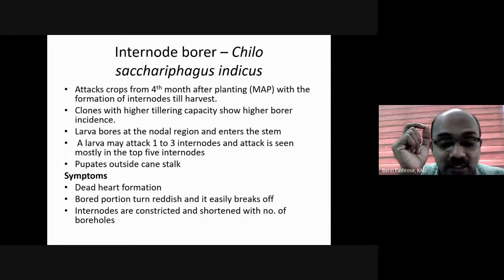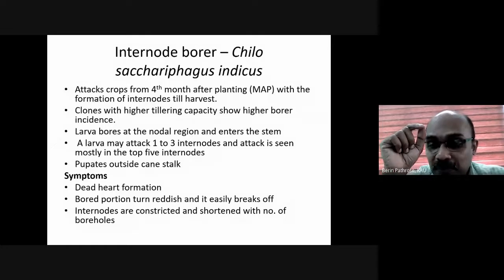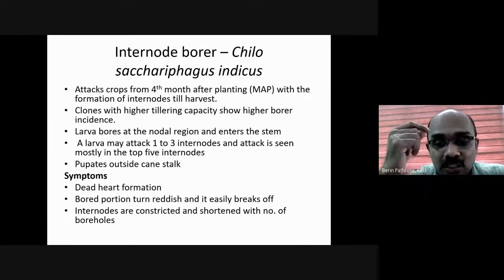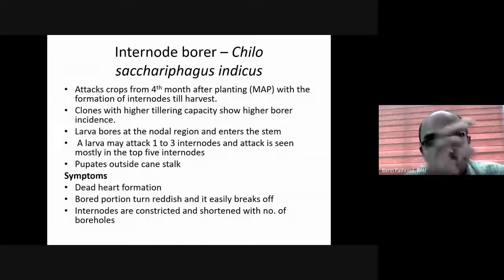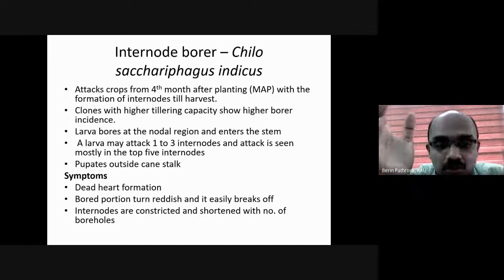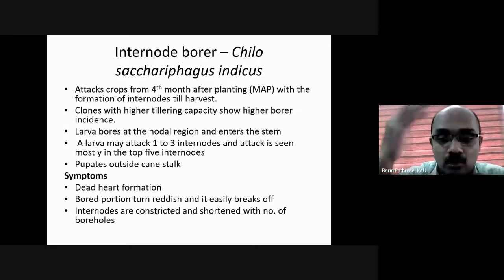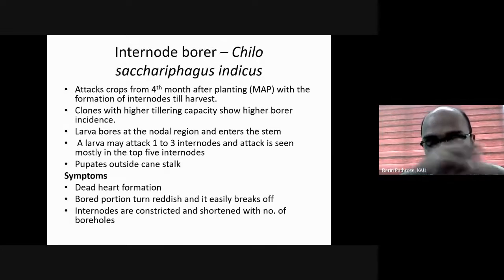You can clearly see that it bores into the stem near the nodal region, and once it enters the stem, the pest usually attacks 1 to 3 internodes, not only a single internode. It moves from one internode to another. After feeding on one internode, it comes out and moves into the next internode. So likewise, it attacks 2 to 3 internodes, and mainly it feeds on the top five internodes. It prefers the top five internodes, not the bottom portion.